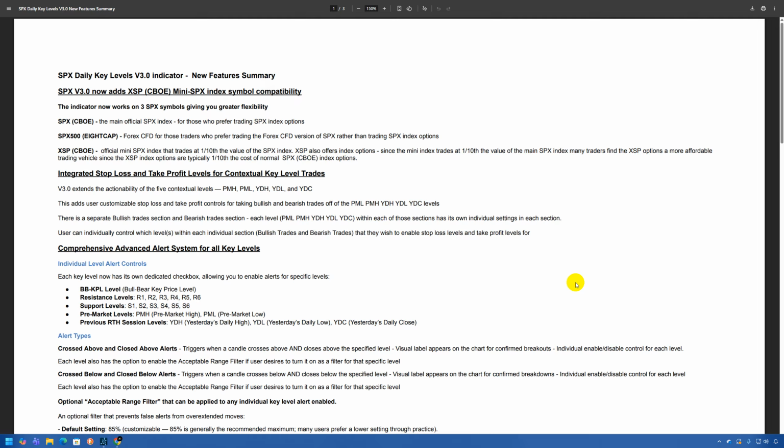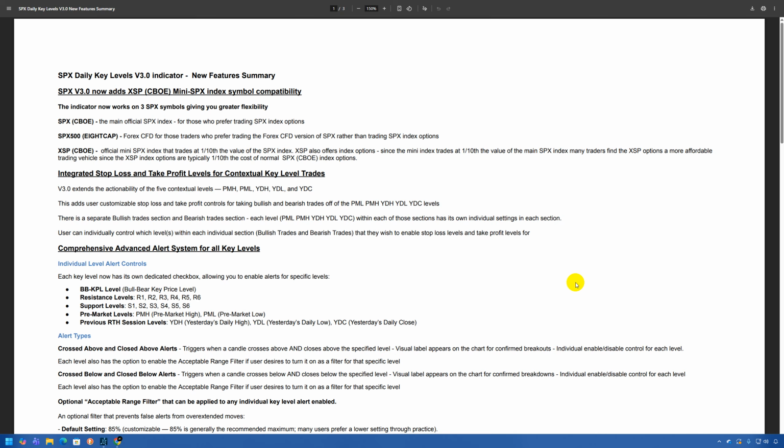Now we've added compatibility for XSP CBOE, which is the official Mini-SPX index that trades at 1/10 the value of the main SPX index. The XSP Mini Index also offers index options for 0 DTE and other expirations. Since it trades at 1/10 the value of the main SPX index, many traders find XSP options a more affordable trading vehicle, since XSP index options are typically 1/10 the cost of normal SPX CBOE index options.